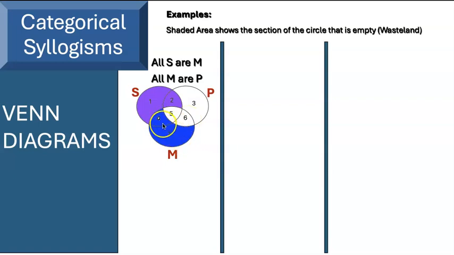So we shade this part that is empty. Now, what conclusion can we draw from this? Everybody seeing it? All of the S circle is shaded except section 5. Where is section 5? It's inside P. So that means that if you are in the S circle, you are in this little section where it overlaps with P. So a valid conclusion here would be all S are P. If you are in the S circle, you must be in the section where it overlaps with P. So all S are P would be a valid conclusion.